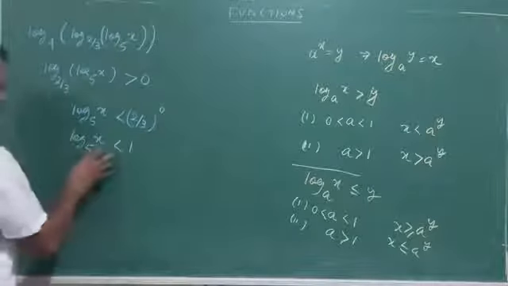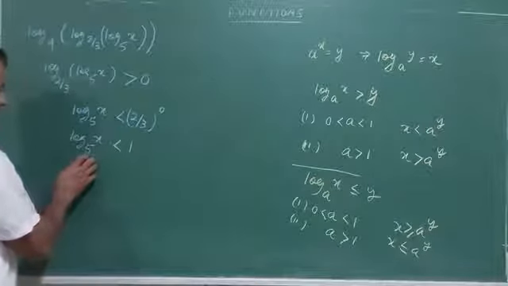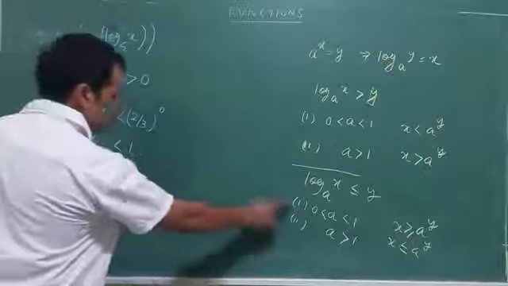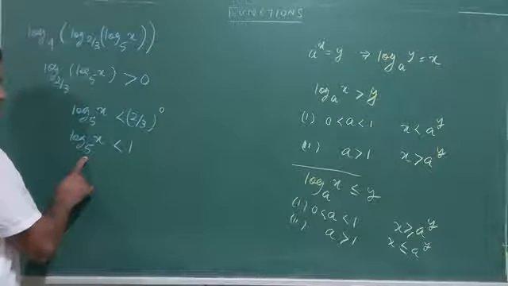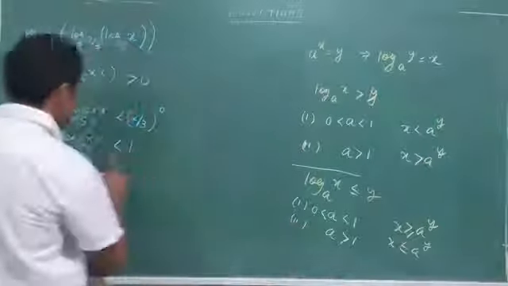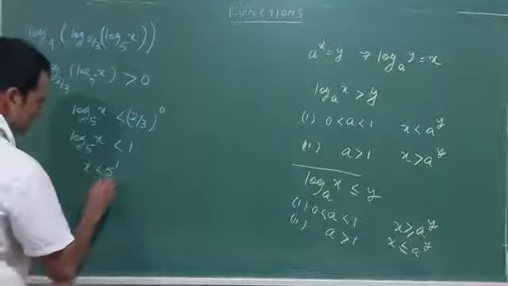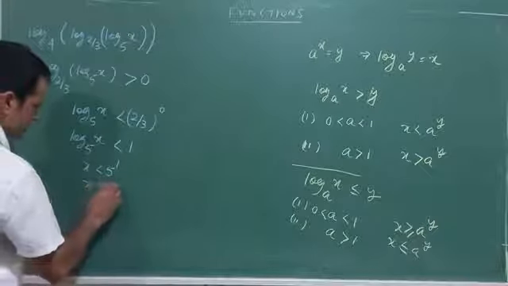Again I go to the condition: log 5x is less than 1. What is the base? Base is 5. If the base is 5, greater than 1, I will go with this condition. The inequality holds if x is less than 5 to the power 1. The first answer is x is less than 5.